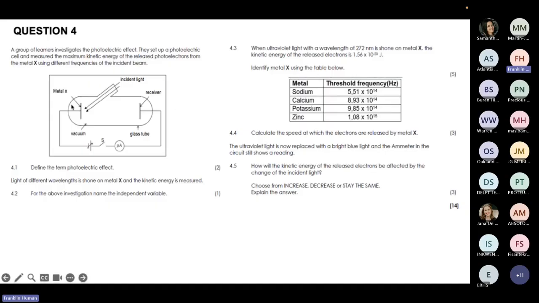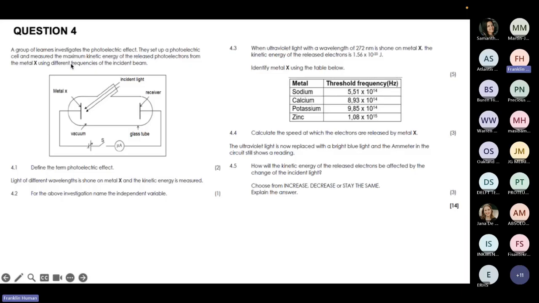Okay, let's look at question 4. A group of learners investigates the photoelectric effect. They set up the photoelectric cell and measured the maximum kinetic energy of the released photoelectrons from the metal X using different frequencies of incident beam. So the only difference between this one and the previous question is the following. It's the same setup, but in the previous question, the frequency of the incident light was fixed. In this one, it says that we change the frequency.